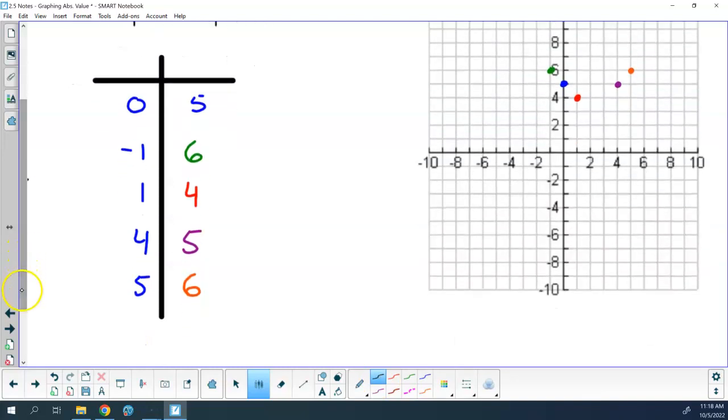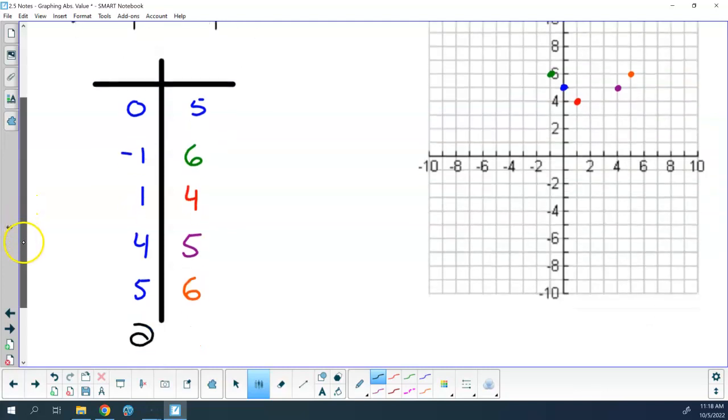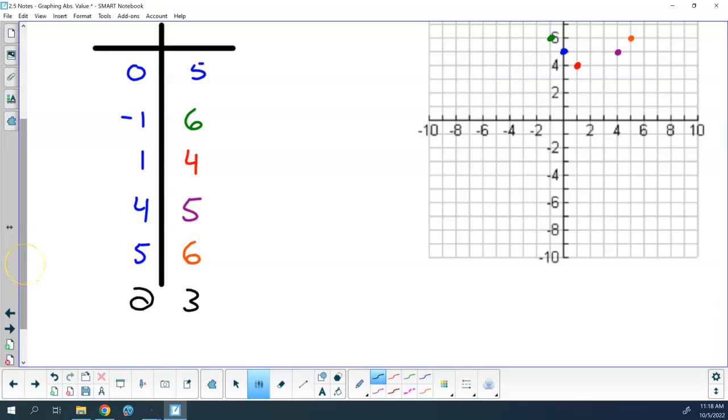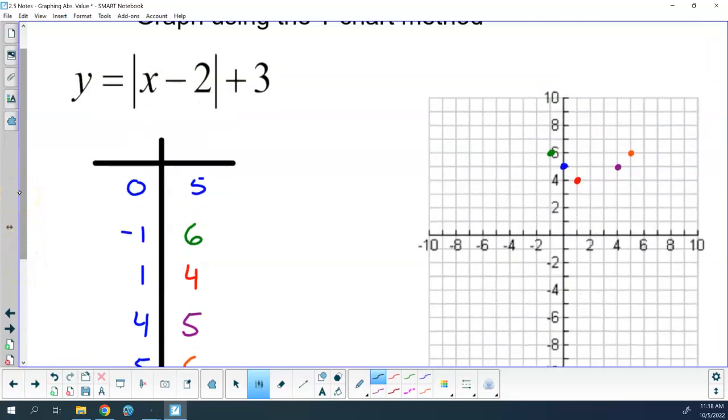So let's plug in 2. Let's try 2 here. If I do that, 2 minus 2 is 0. Absolute value is 0, plus 3 is 3. So that would be the point 2, 3. And does that make that V? Yeah, because in my brain I'm thinking, okay, these two are on one side, it's got to come down. These 3 are on one side, it's got to connect, it's got to come down. Shabam, there it is. Now we can draw it in.